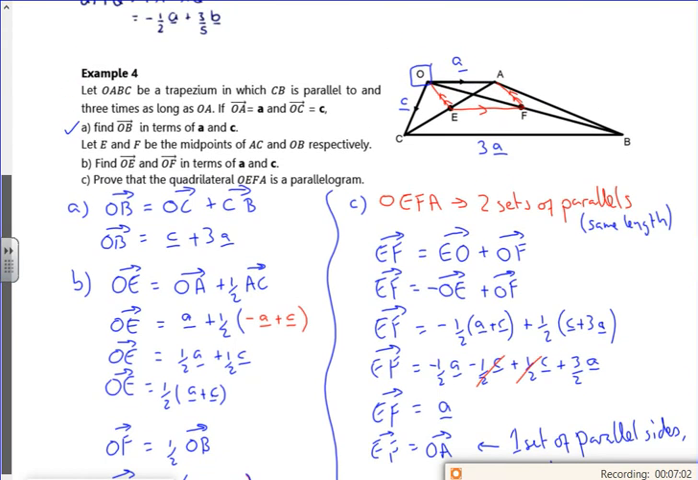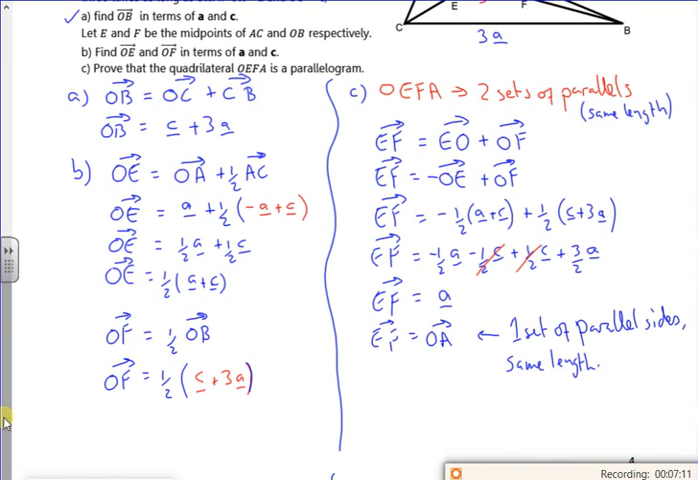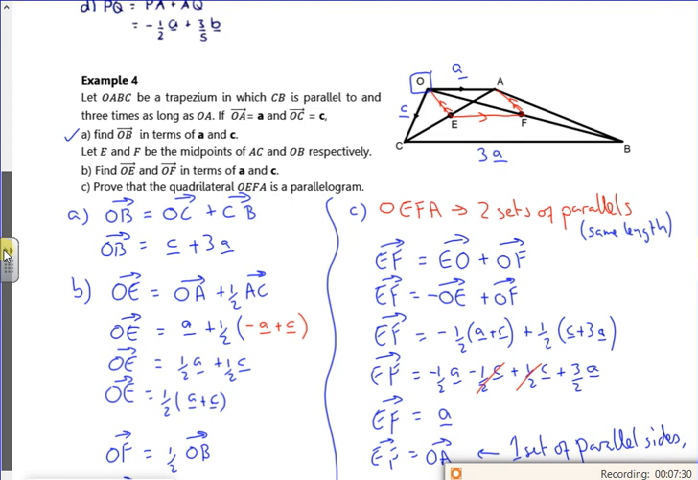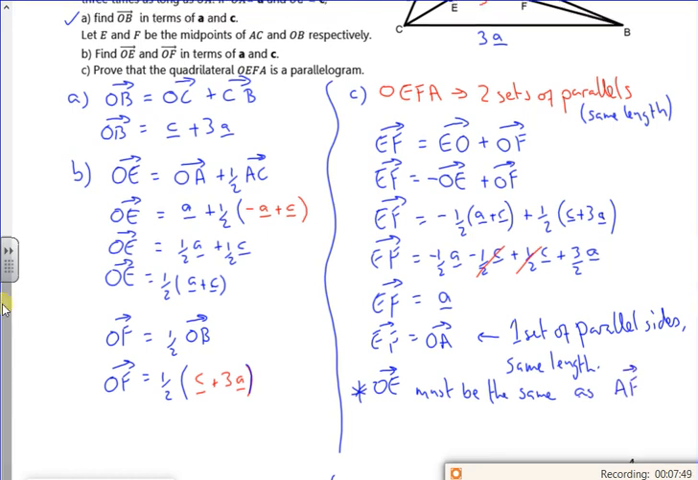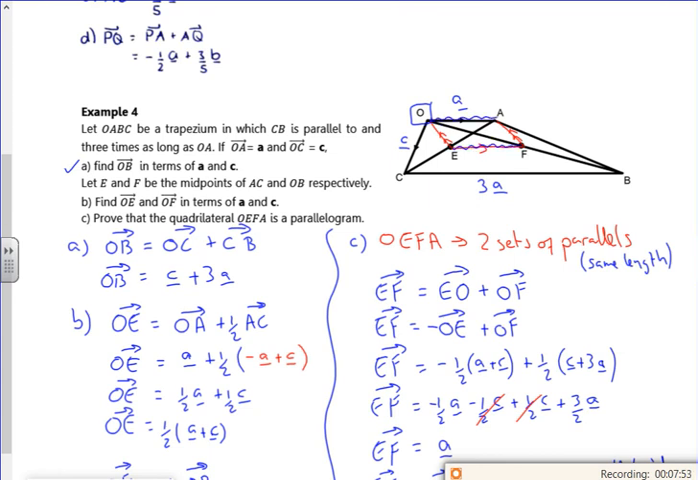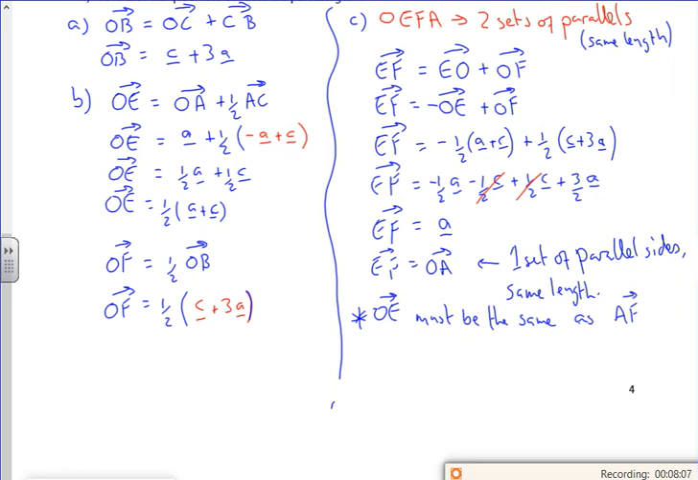Well, if that's the case, and they're the same length, OE must be the same as AF. It can't not be. If it's the same length, it can't not be. I'm getting all confused. So OE must be the same as AF. Because if O to A and E to F are parallel and the same length, then O to E must be the same as A to F.